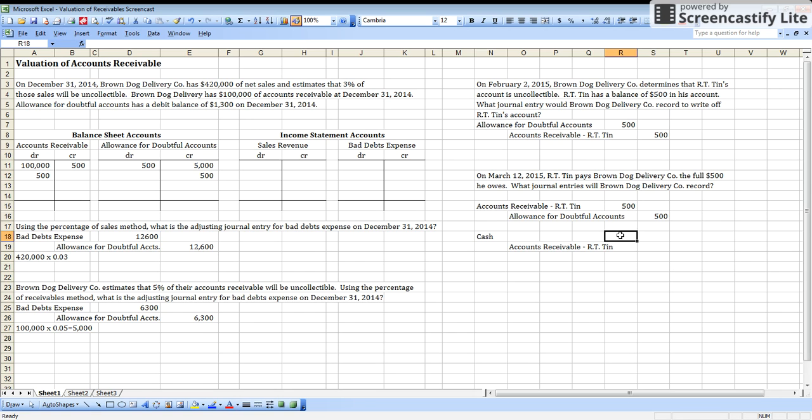The second journal entry here is we need to record the cash that we received and get rid of that accounts receivable, because RT Tin no longer owes us anything. This completes the two screencasts on valuing accounts receivable.